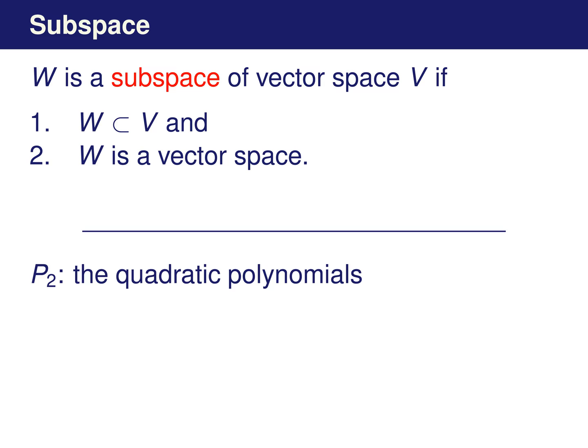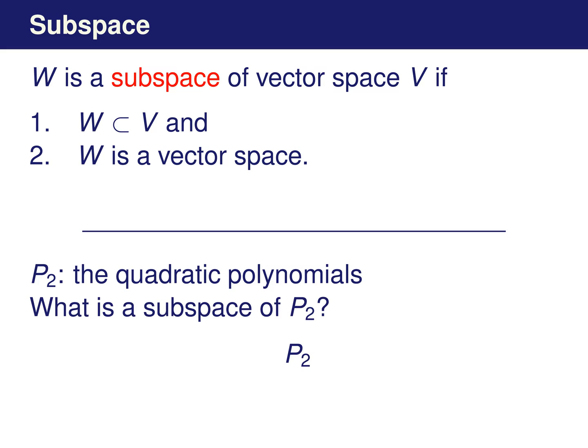For example, let's consider the vector space P2 of quadratic polynomials again. What are some of the different subspaces of P2? Trivially, the vector space P2 is a subset of itself, and so is 0. The span of x squared plus 1 and x forms a subspace. In general, the span of any subset of vectors in P2 forms a subspace.